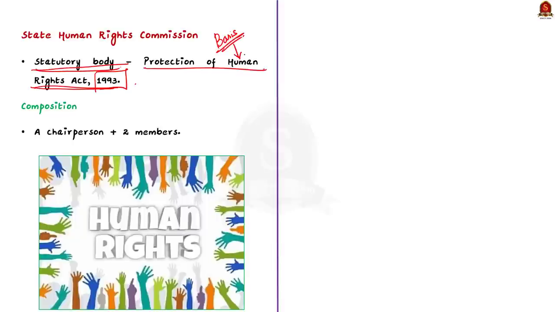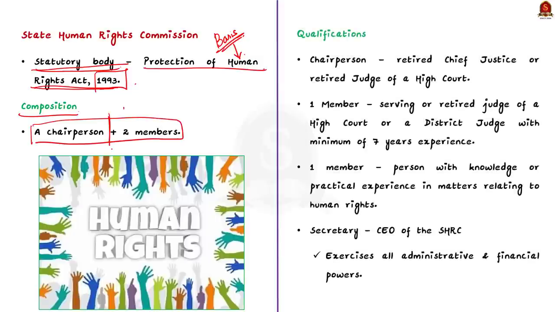Now, let's move on to see about the composition. See, the SHRC consists of a chairperson and two members. Now, what about their qualifications? See, as far as a chairperson is concerned, he or she should be a retired chief justice or retired judge of a high court. And then there are two members, right?